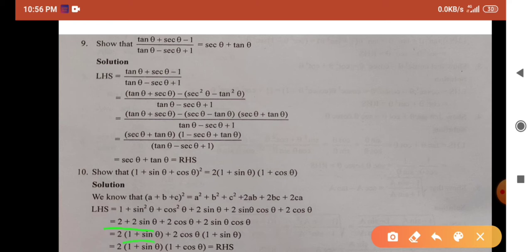Sine theta, 1 plus sine theta. Again similarly, in the second and third term, 2 cos theta is common here. In the first term, 2 cos theta outside means 1 remains. In the second term, only sine theta, that is 1 plus sine theta.